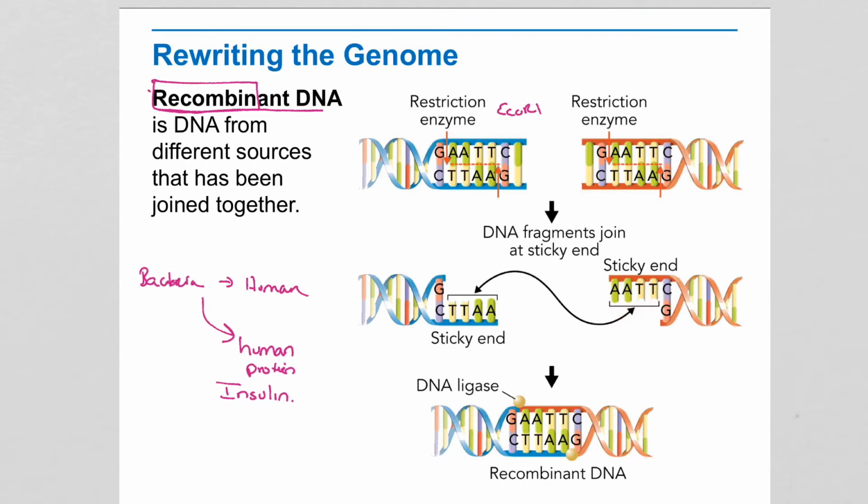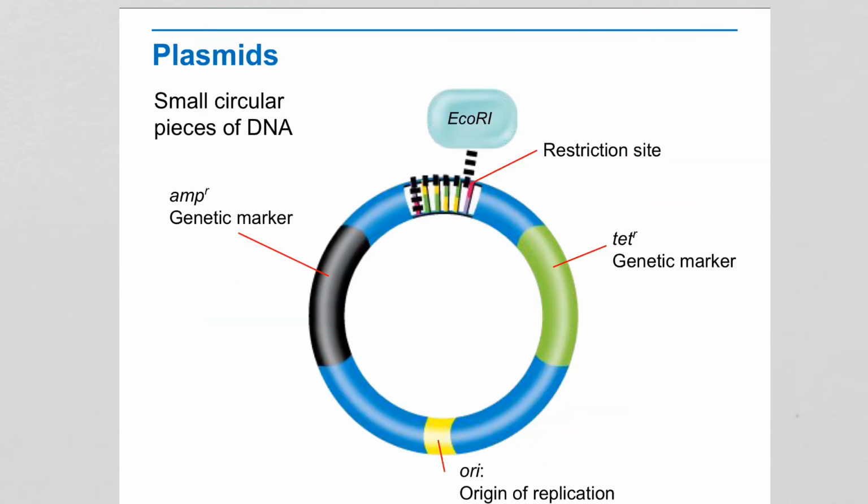So let's say this came from a bacteria, and this was the human insulin gene. You can cut this one with the same restriction enzyme. It gives you the sticky ends of AATT. This gives you the sticky ends of TTAA. When you mix them together, they're going to find each other, and we're going to add a little glue that we call DNA ligase.